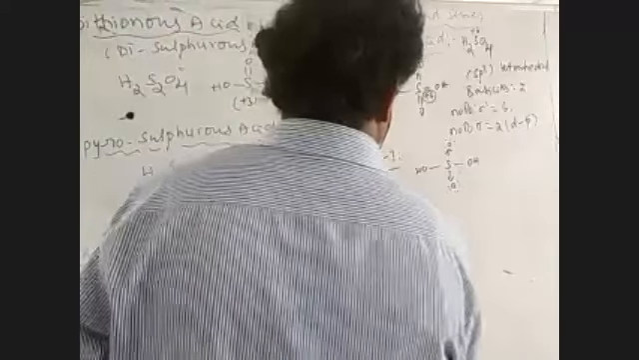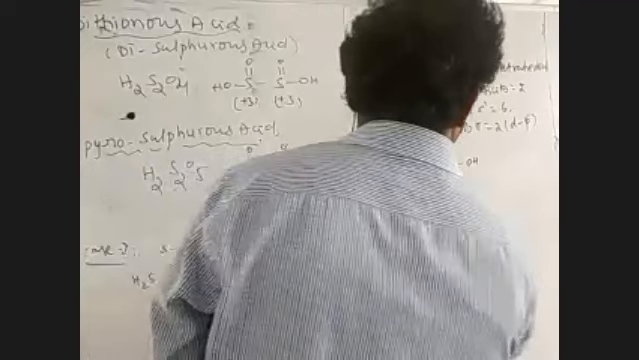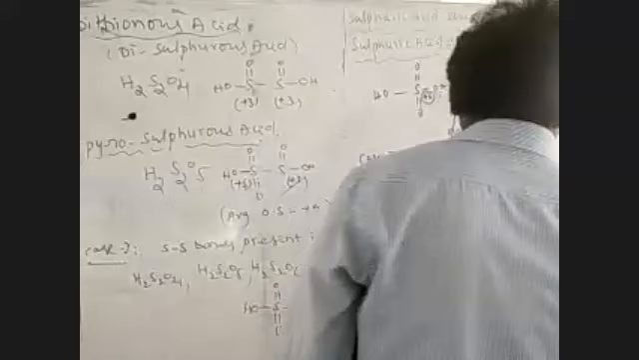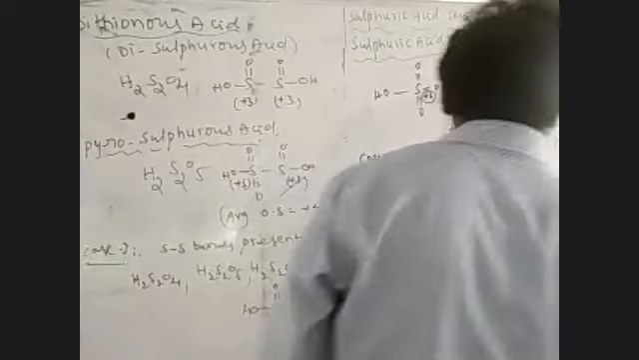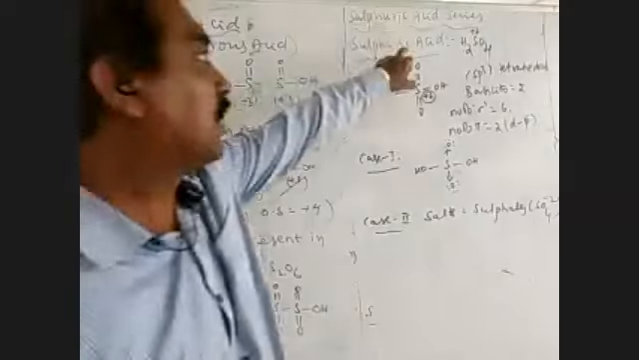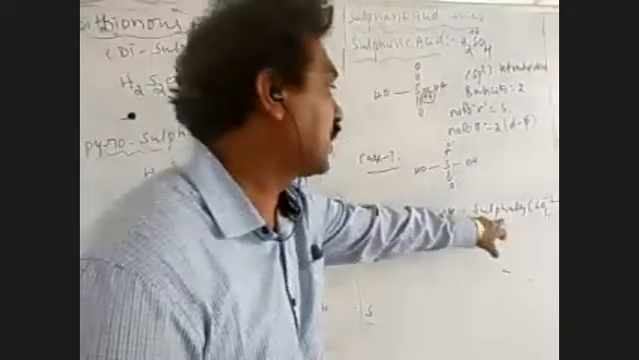Next, the salts are known as sulfates. The sulfates have the formula SO4 2-. In sulfurous acid, the salts are known as sulfites. The formula of the ion is SO3 2-. The salts of sulfuric acid are called sulfates, and sulfates are known as SO4 2-.